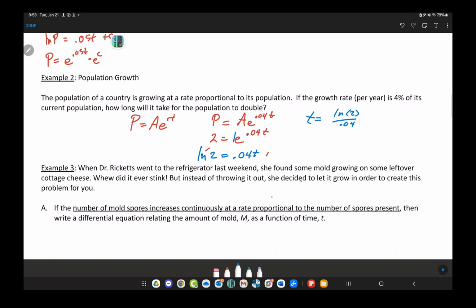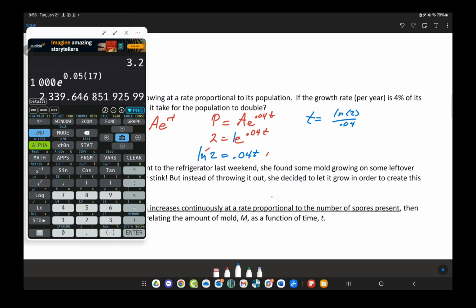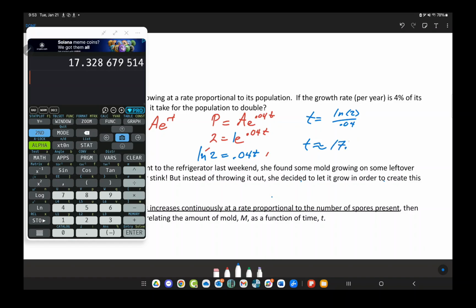So plug that in. Natural log of 2 over 0.04. So a little over 17 years. 17.329. So 17 and a third years.